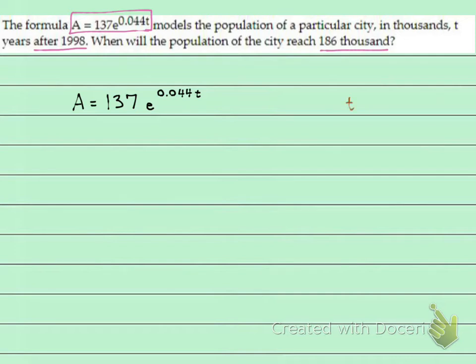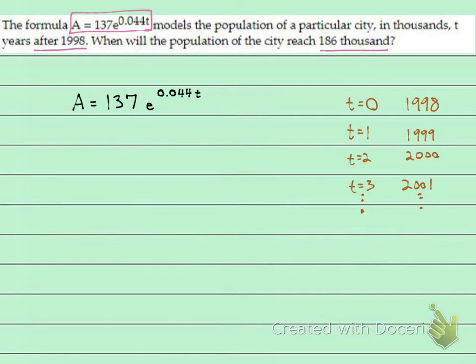When t is 0 years after 1998, what year would it be? It would be 1998. Now what happens if t is 1 year after 1998? That is 1999. If t is 2, then that is the year 2000. If t is 3, 2001, and so on. Keep that in mind when we solve for t and need to tell them what year it is. Now, let's go ahead and solve.